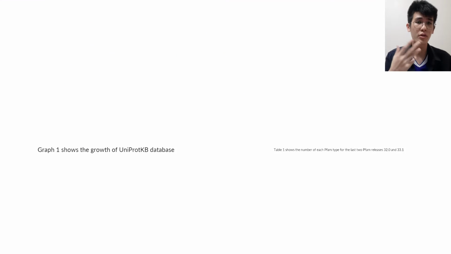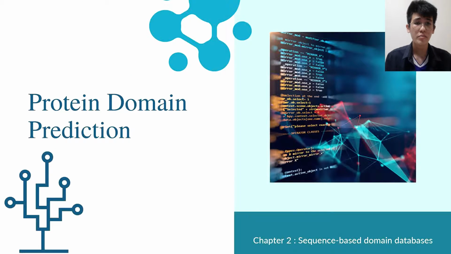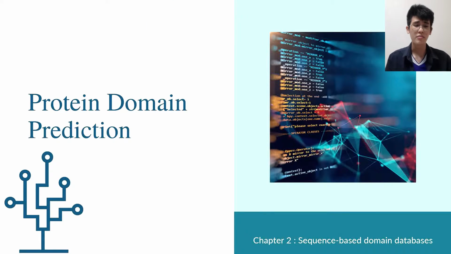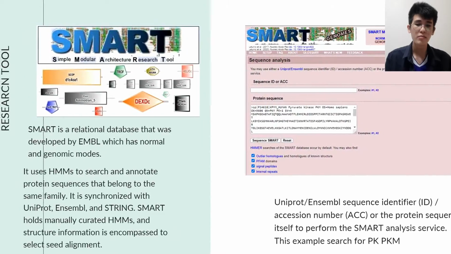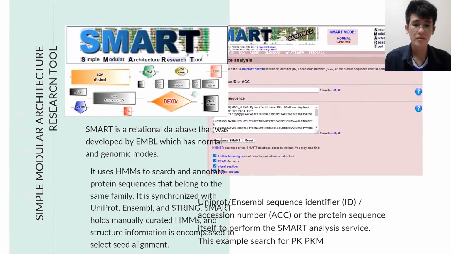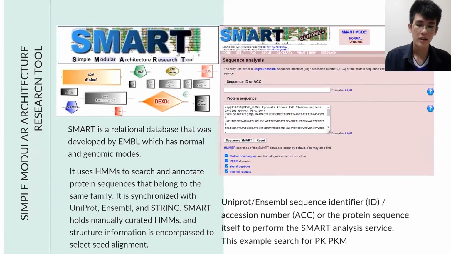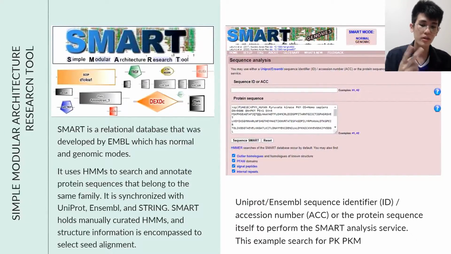Now we move on to protein domain identification, meaning we will have to use some tools, right? The tool that I chose is called SMART, a simple modular architecture research tool. It's also by EMBL, as you can see on the left side here, and it has 2 modes: the normal mode and the genomic mode. Most of these software tools use hidden Markov models, the concept of which I will explain later in the part on the mathematics behind the software.